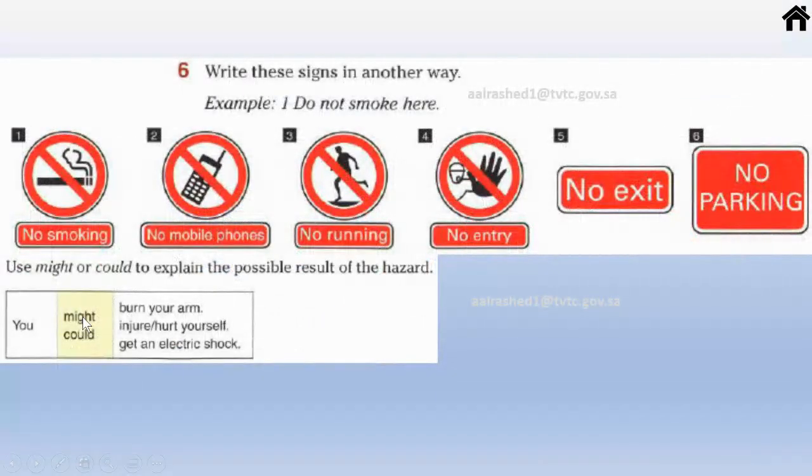Finally, if you want to talk about a possibility, if you did not follow an instruction, you would use might or could. So there is a 50% possibility of injuring yourself or not. So you might injure or you might not injure yourself. Maybe.